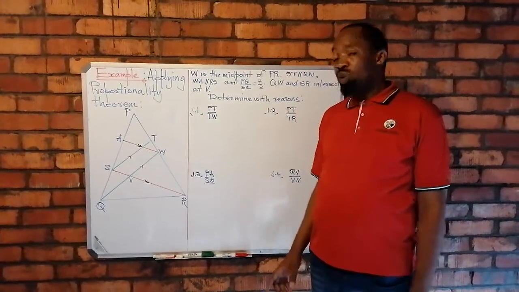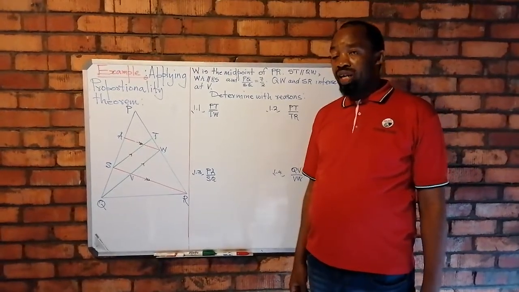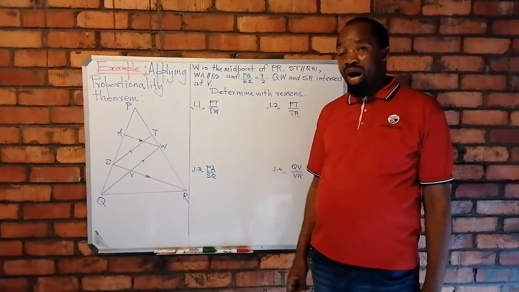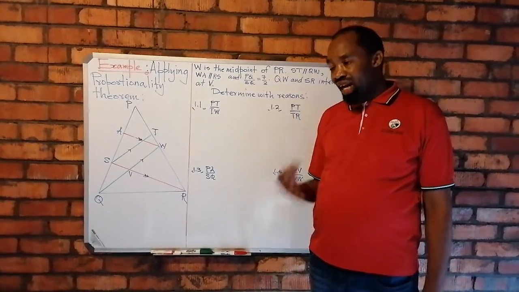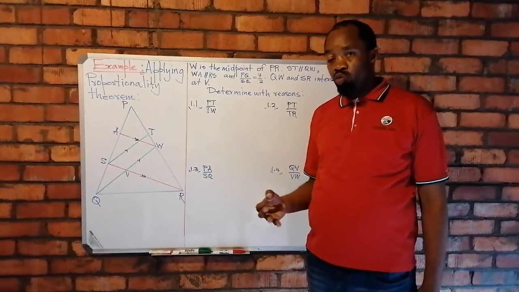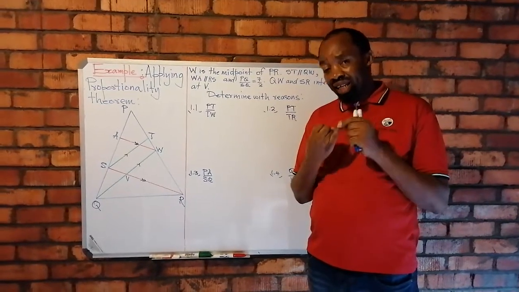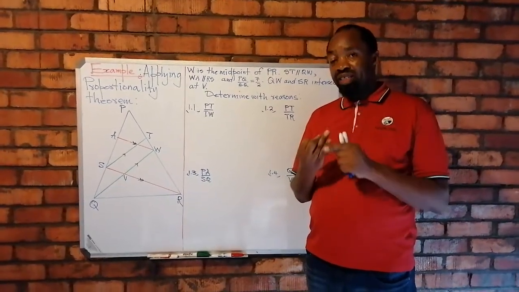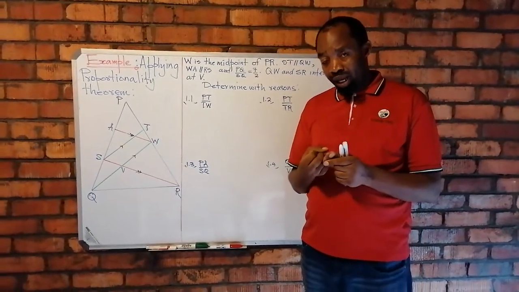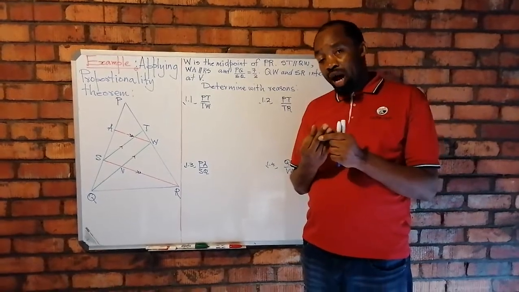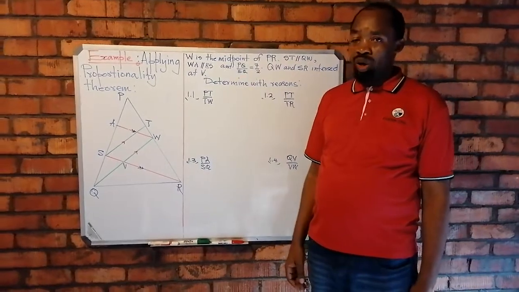We are still doing Euclidean geometry, grade 12. We have proved the proportionality theorem. Now I am going to apply the theorem. Remember, I said there are three things that you need to be able to do. One, be able to state and understand the theorem. We did that. Two, be able to prove the theorem. We have done that. Now I'm doing number three. You should be able to apply the theorem.